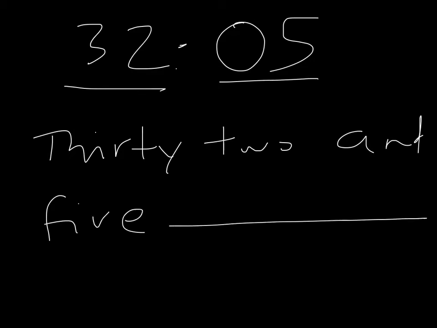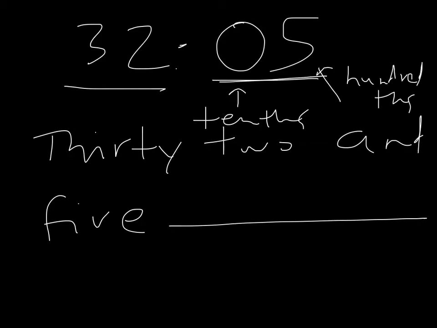Then you need to write the maximum placeholder here. What is the maximum placeholder for this decimal? We know that this is tenths. What is this number? This is hundredths, if you remember. So what you do is you say 32 and 5 hundredths. Okay, straightforward. Now let's take one more, perhaps a little bigger example.